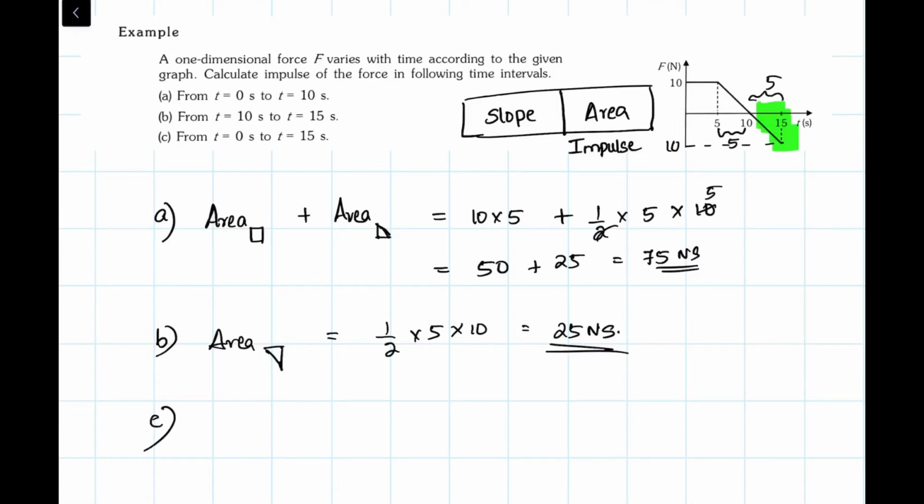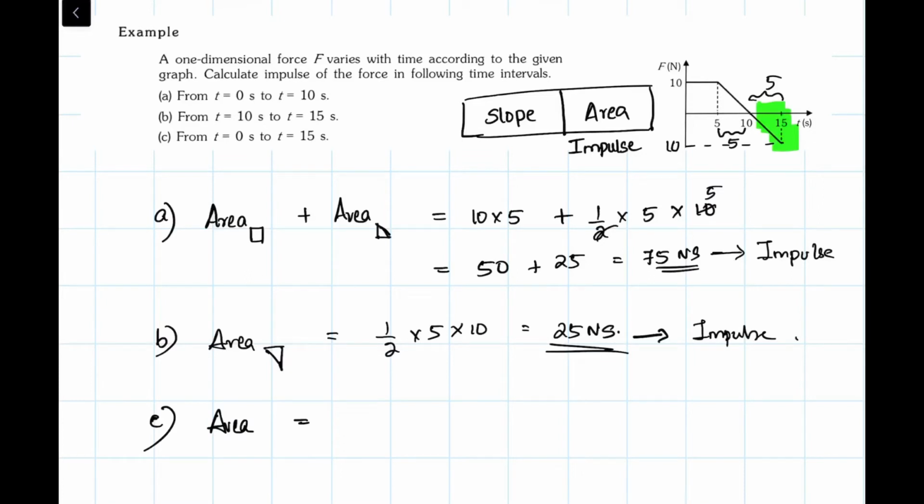Now the third part of the question, the C part, we have to be careful, because we have to calculate the total area, because they are asking to measure the impulse from 0 to 15 seconds. So all these values we are getting are impulse quantities. Don't get confused. We are not simply finding the area, we are calculating impulse.